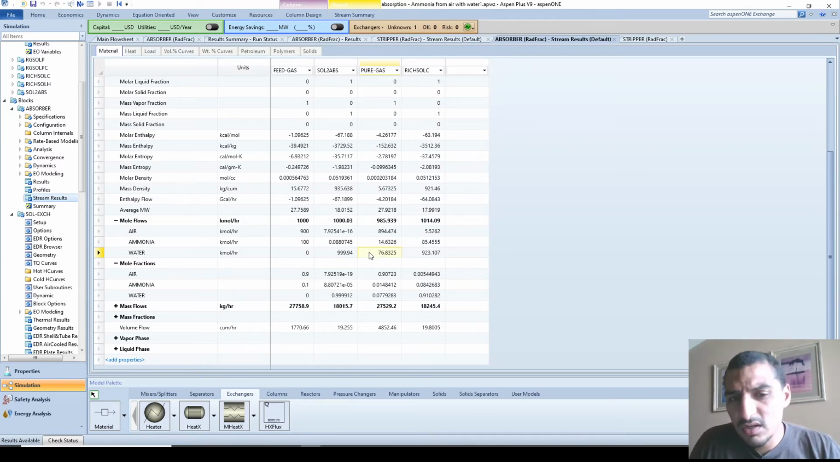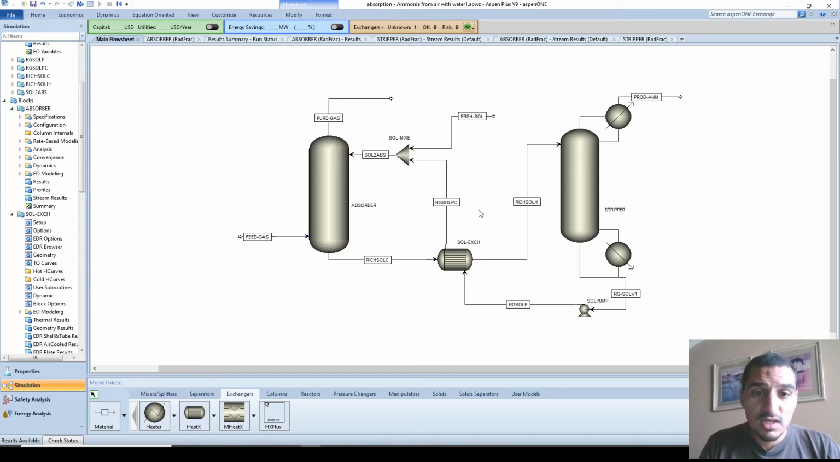So it's getting better, but it's not what I am looking for. Still, I need some more improvement. But this is a good indication that I'm putting my hand on the problem now, and I'm fixing it. The issue was with the temperature of the feed, the solvent. So I need to fix it.